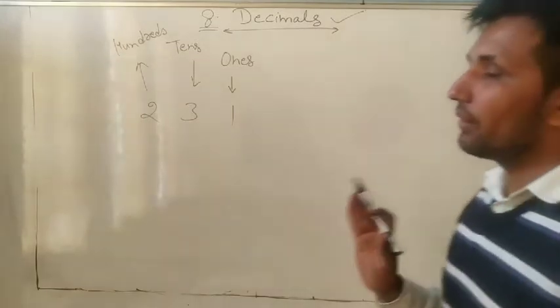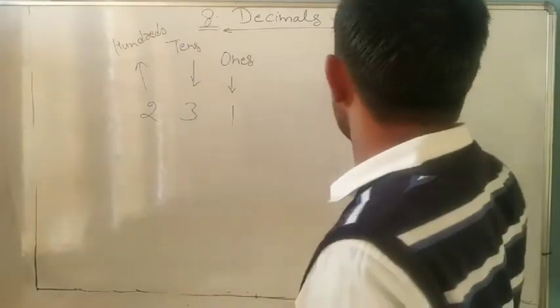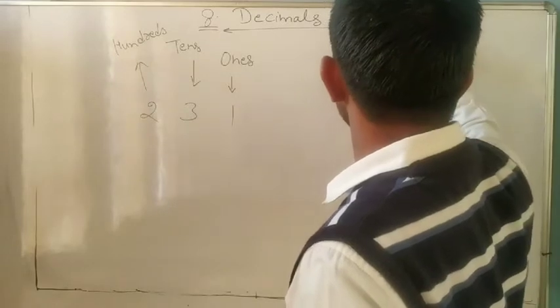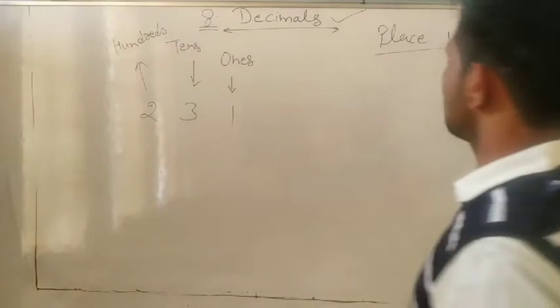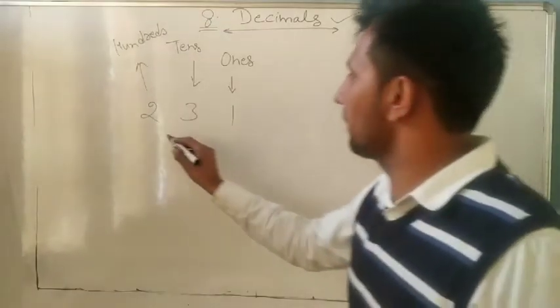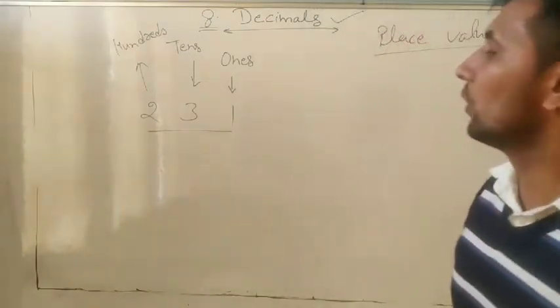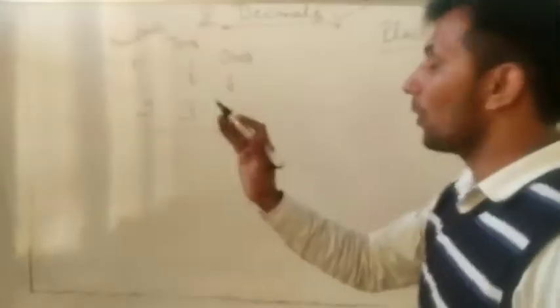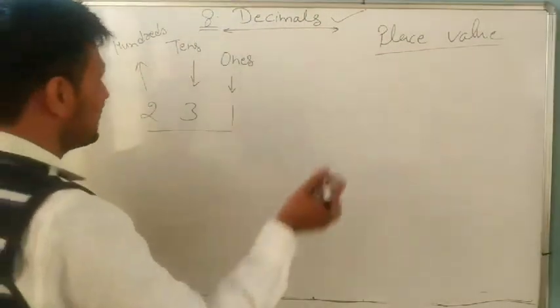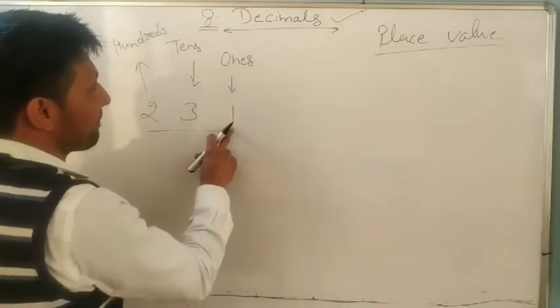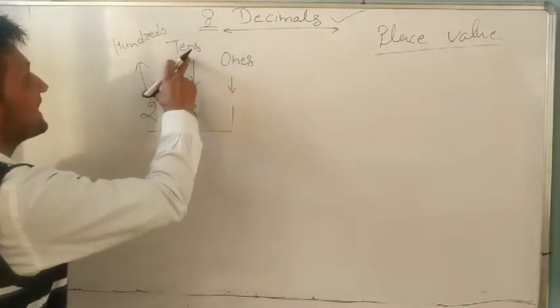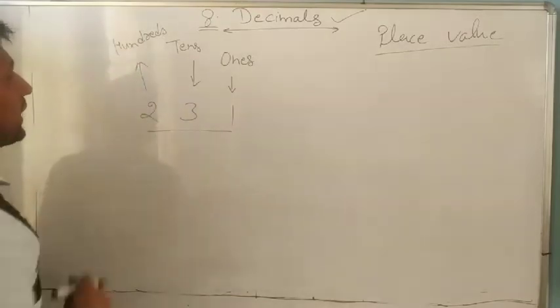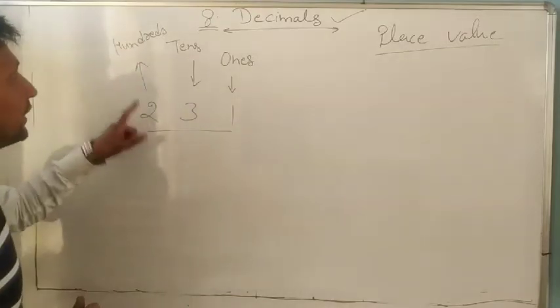Suppose first we will learn what place values are. Everyone knows place value; we already learned it in 2nd and 3rd class. Suppose we write a number, 231. Everyone knows the right side is ones. What is the place value of 1? Ones. Place value of 3? Tens. Place value of 2 is 100.